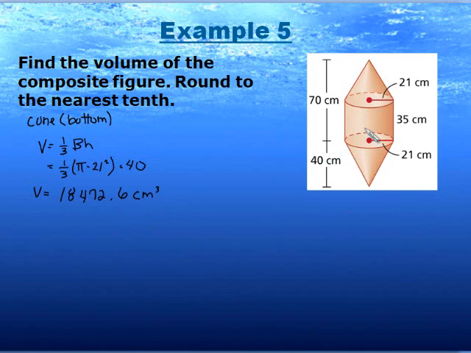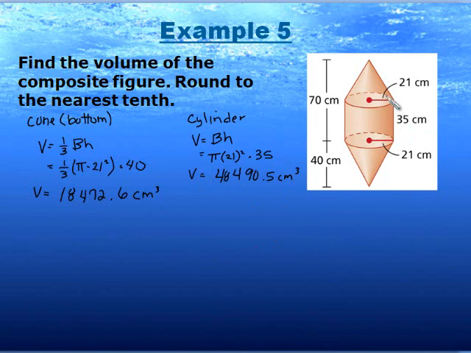Okay, and now I'm going to find the volume of the cylinder. And if you remember this from yesterday's lesson, the volume of the cylinder is the area of the base times the height. Area of the base is pi r squared because we have a circle, so pi times the radius squared times the height of my cylinder, which is 35. Okay, so let's plug this in, and for this I get 48,490.5.